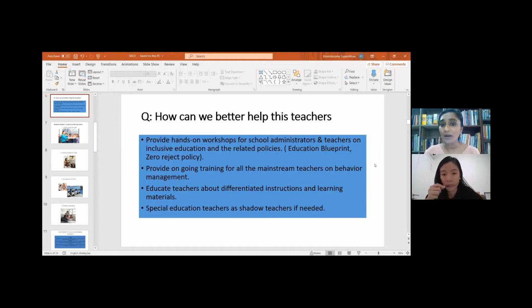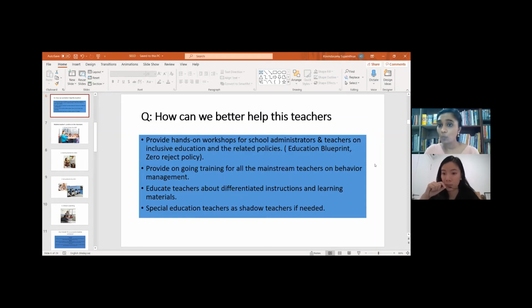So what can the PPKI teacher, the resource teacher, do to help these mainstream teachers? It has to be a shared responsibility. Right. It cannot be just a passing baton to the mainstream, or just the role of a PPKI teacher. It has to be a joint, collaborative work, you see.